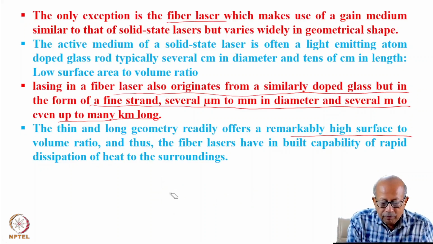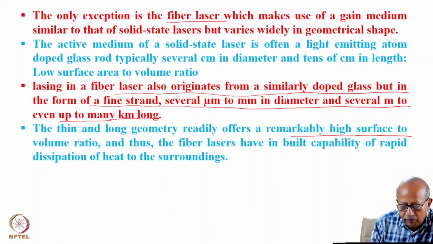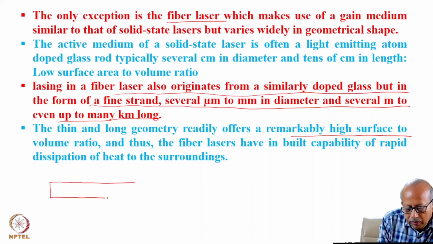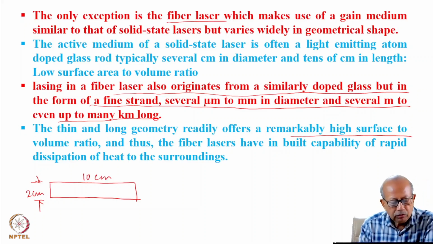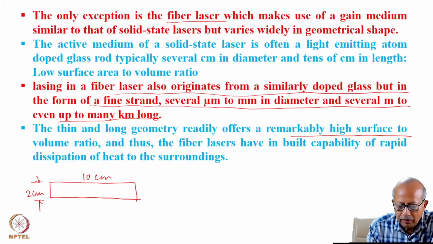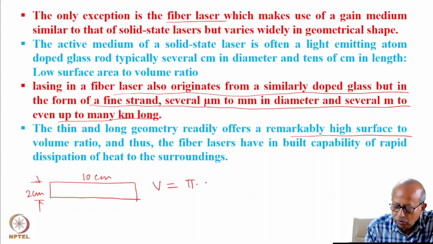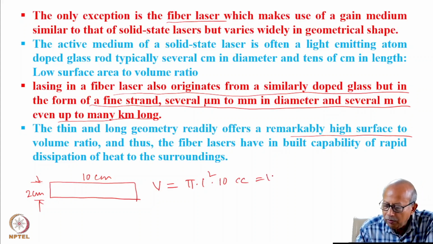So let us take a typical example. For example, let us consider a typical solid state laser, say of diameter 2 centimeter and length say 10 centimeter, very typical. So its volume is pi into 1 centimeter square into length is 10 centimeters. So this many cc, equal to 10 pi cc.